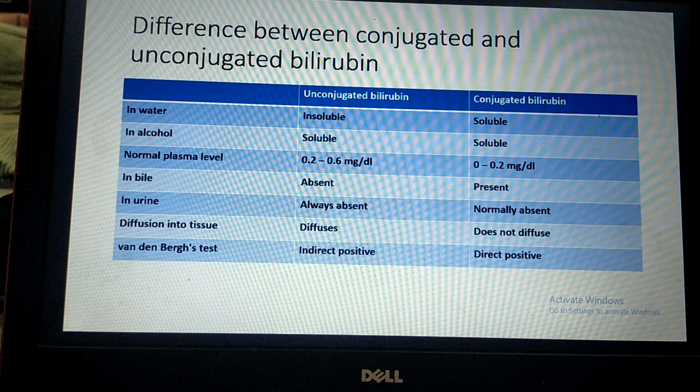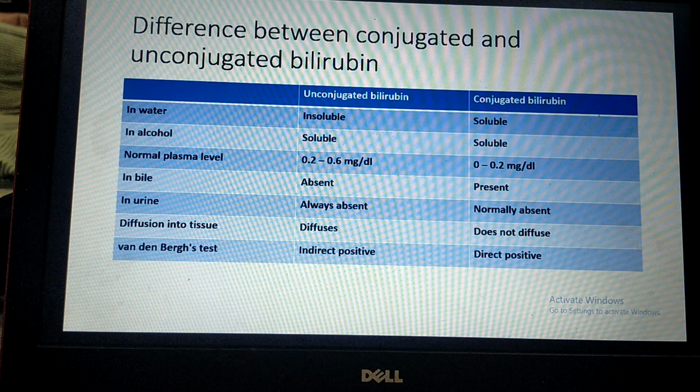Unconjugated bilirubin is absent in the bile, whereas conjugated bilirubin is present in the bile, because conjugated bilirubin is water soluble, so it is excreted through the bile. If it is insoluble in water, it is not excreted into the bile. Next, in the urine also, unconjugated bilirubin is not present because it is not soluble in water, but conjugated bilirubin is normally absent. But when bilirubin level increases in jaundice, conjugated bilirubin is also present in the urine.